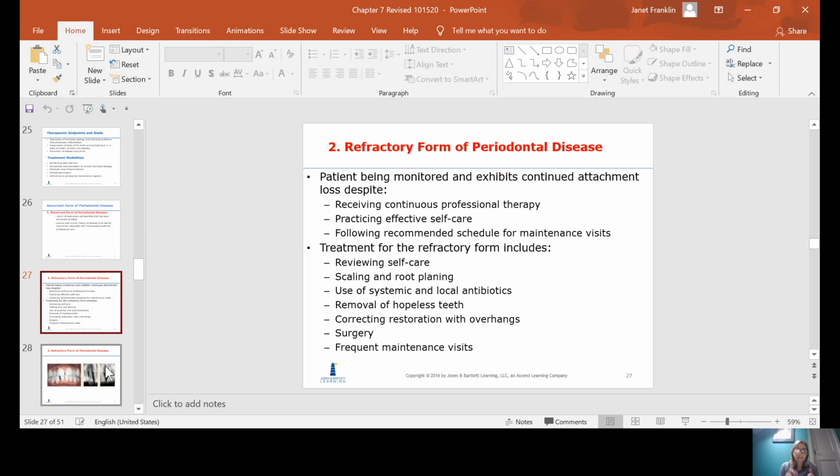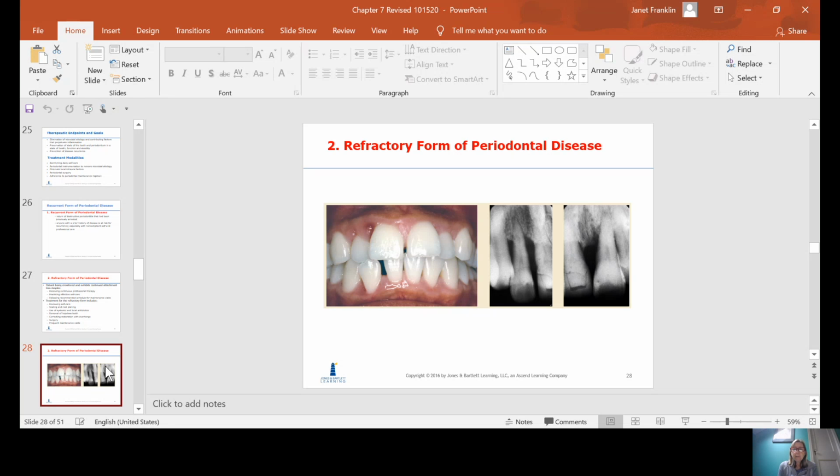I mean, when I say everything looks good, they've increased their home care. They got a water pick. They got an electric toothbrush. They floss twice a day. They use their water pick daily. They do everything that they possibly can. And they have no plaque on their teeth, but they still have pocketing. They still have bleeding. That's what we consider a refractory form. They never stabilized. It just kept going. They still keep having disease. This is a picture of the refractory form of periodontitis. So refractory forms can continue on and bone loss will continue to occur.